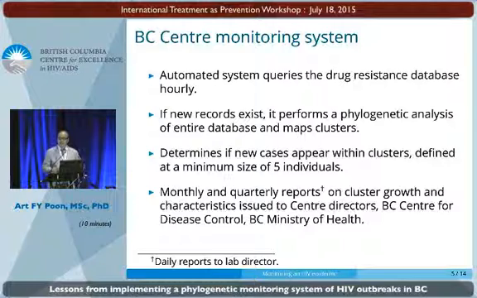And then it generates not only daily reports, a report whenever it's done an analysis, but also monthly and quarterly reports. These are issued to center directors, the BC Centre for Disease Control, and the health authorities of the province. These reports outline the growth dynamics of active clusters in that time period, as well as the characteristics of each cluster.